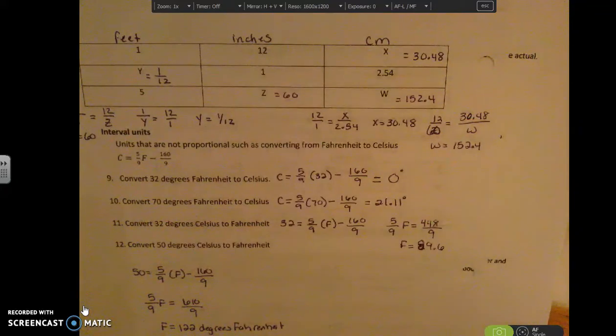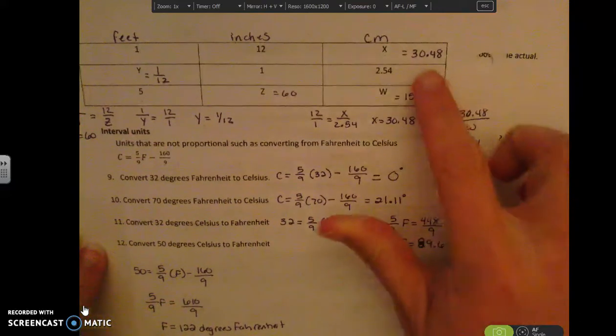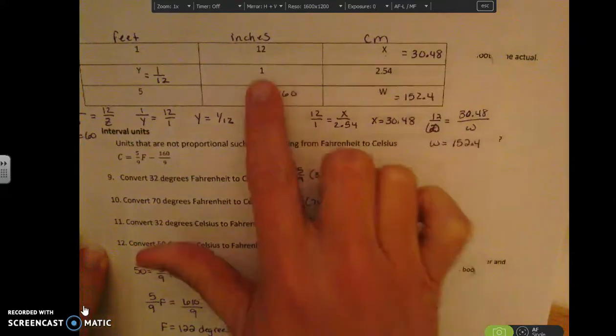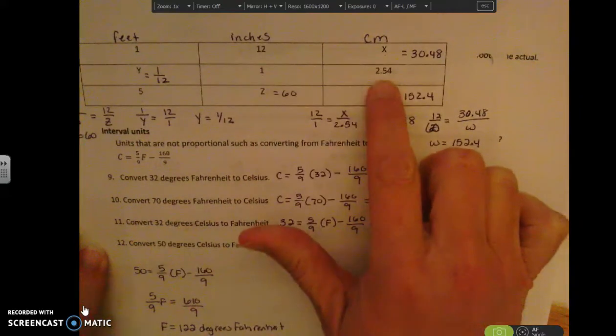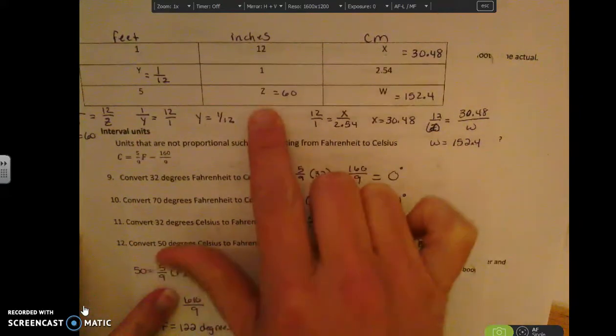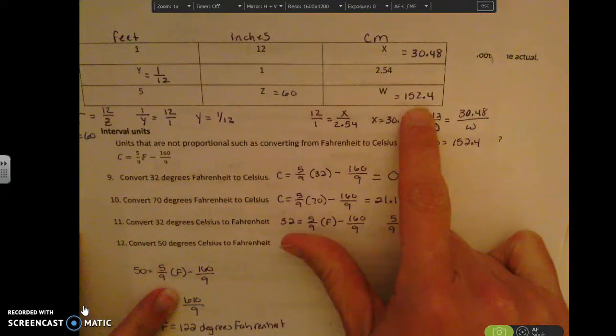So again, this is telling us that 12 inches is equal to 30.48 centimeters. 1 inch is equal to 2.54 centimeters. 60 inches is equal to 152.4 centimeters.